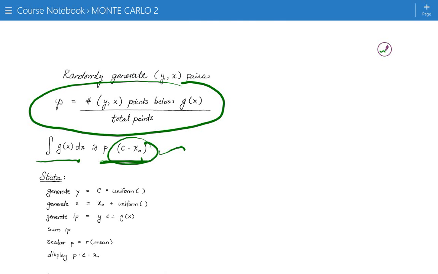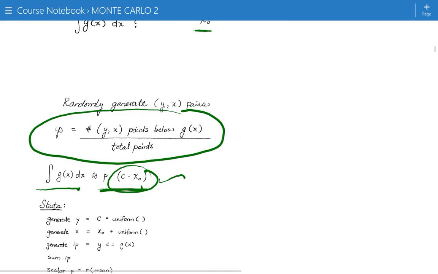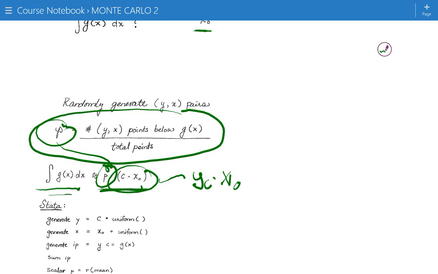So my integral is estimated approximately here as that proportion times the area. Notice this is in fact my area, although I guess I could say yc, so I should call that, instead of c times x naught, yc times x naught. And this p is the p right here. And that gives me an estimate.